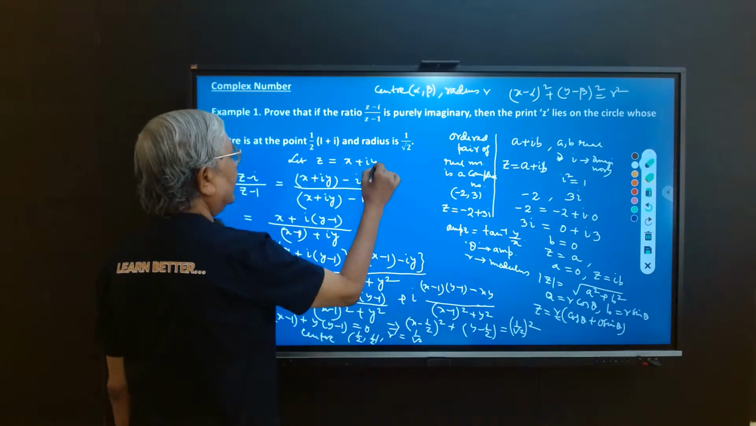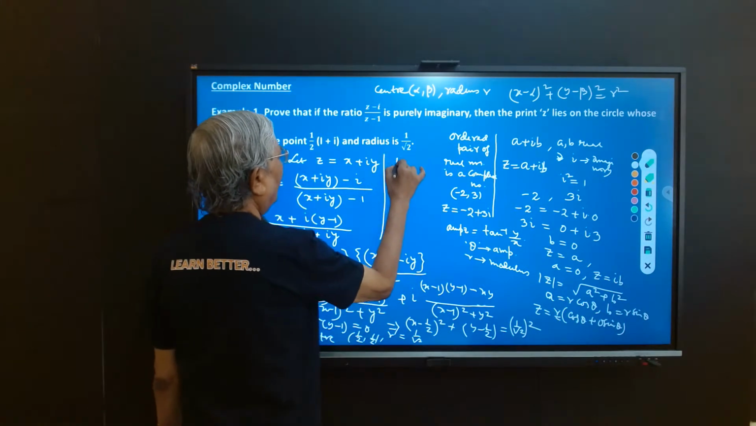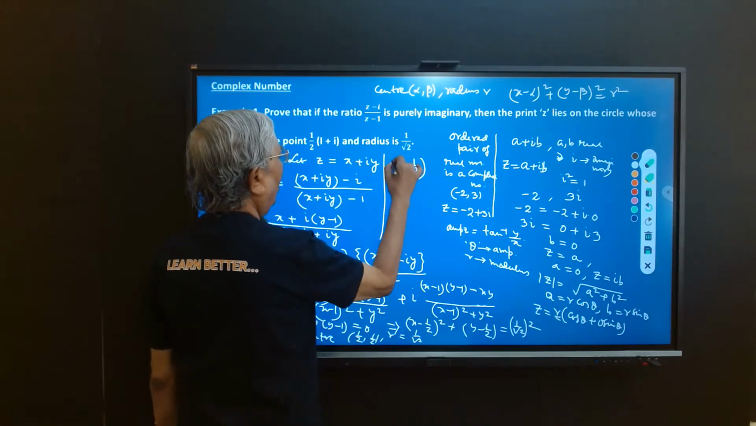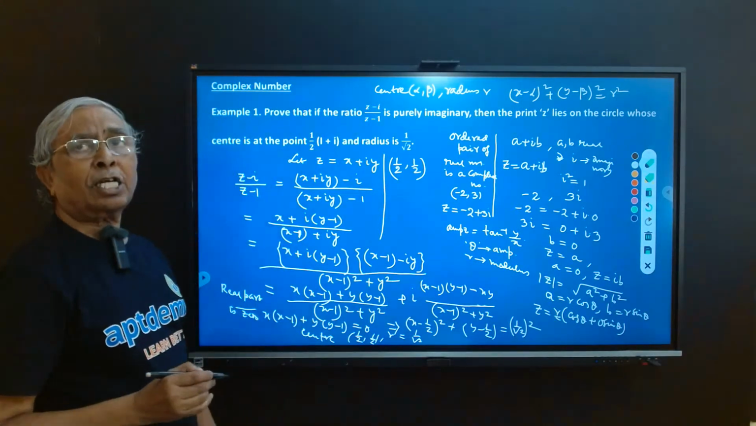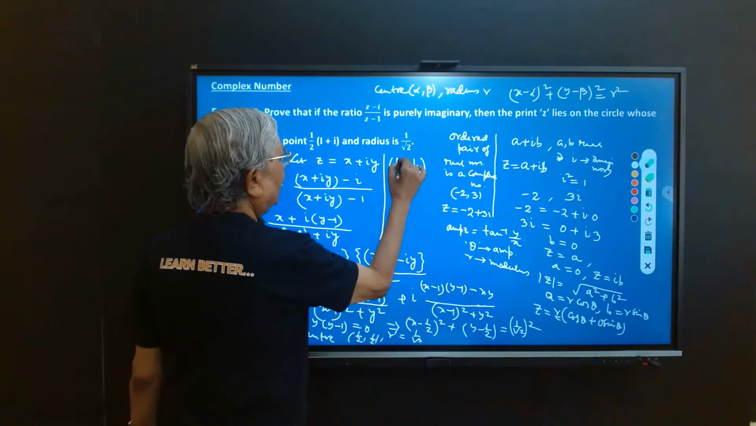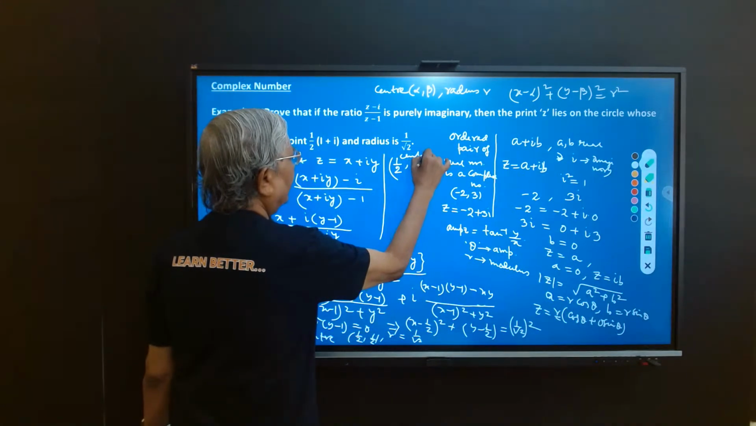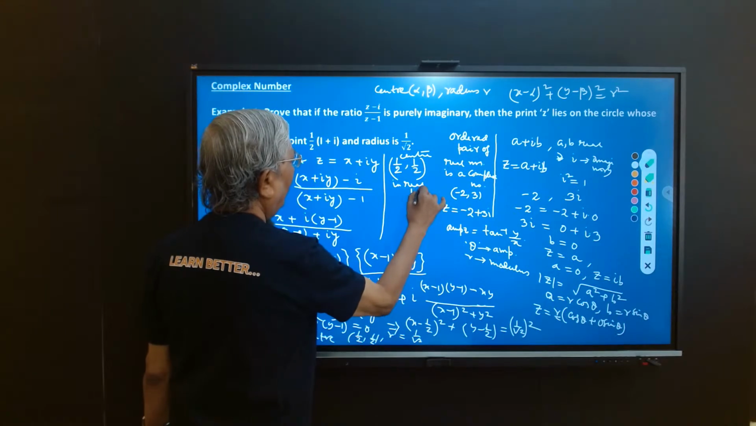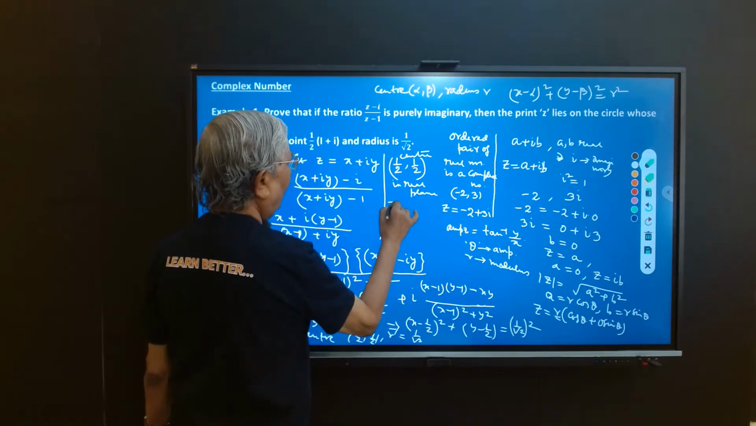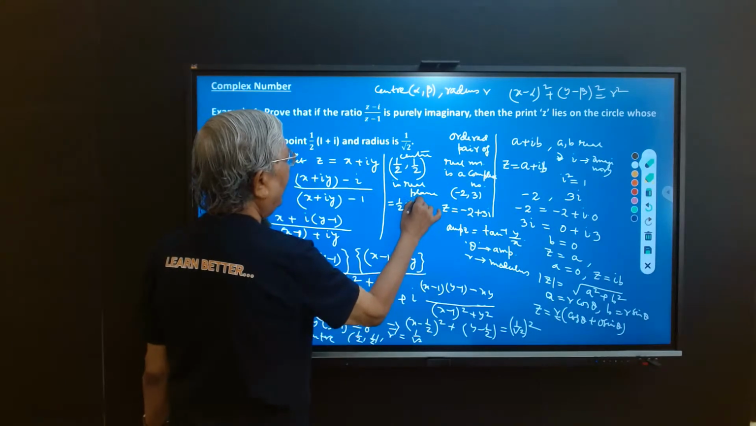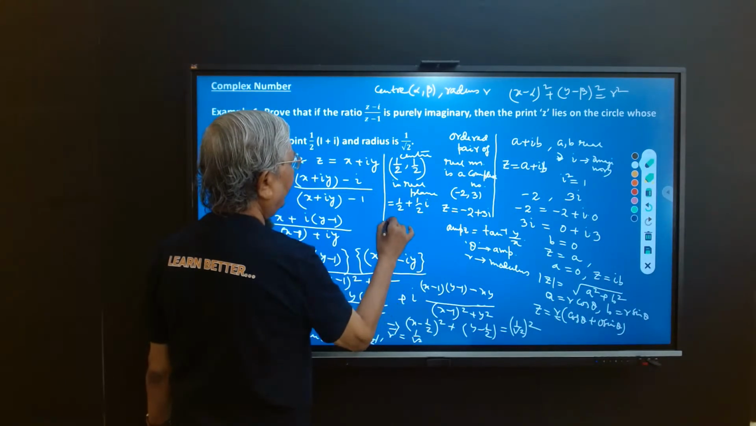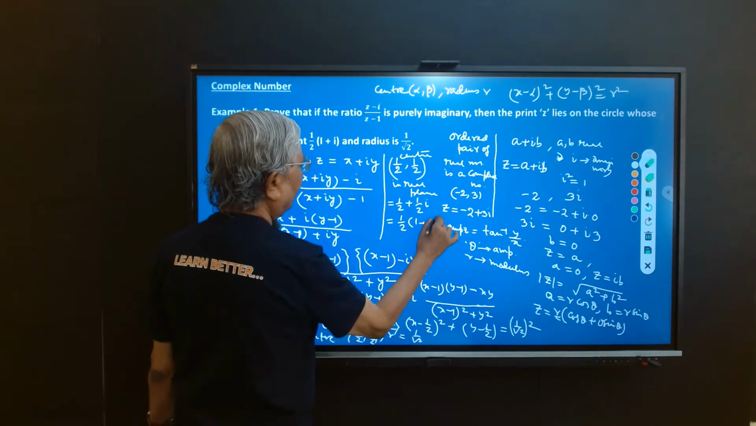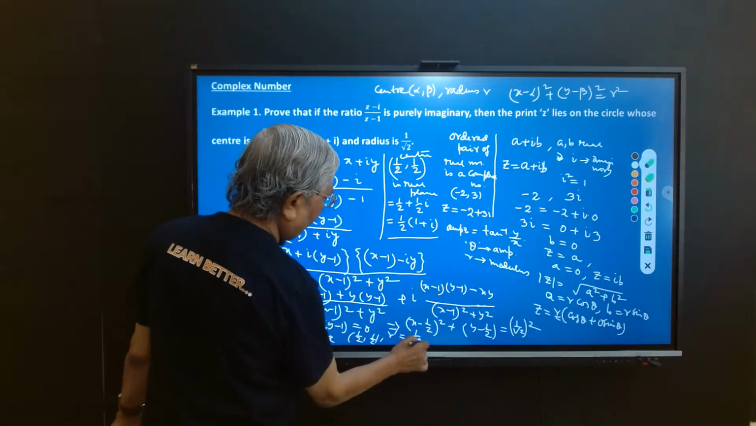Half, half means the center is in the real plane. Just now I told you an ordered pair of real numbers is a complex number. So this is the center, in the real plane. So what is it in the complex plane? Half plus half i. You can write this as half into (1 plus i). So the center is half into (1 plus i) and the radius is 1 by root 2.